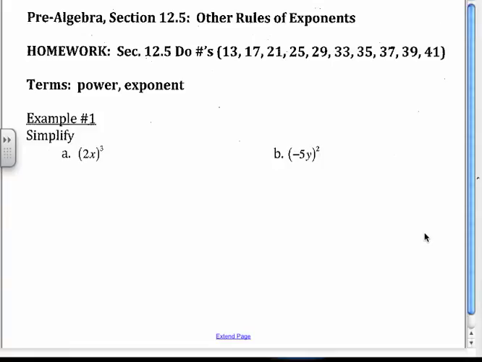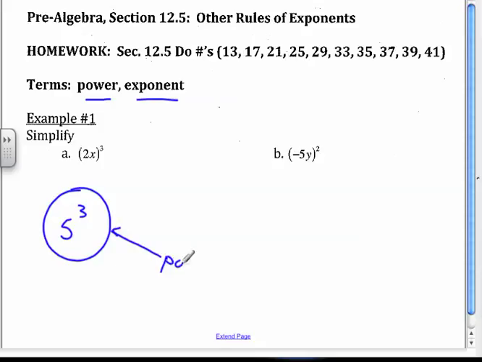Okay, guys, now we've talked about exponents and rules of exponents before, but I've got a couple of others that we need to add in here. Okay, and I want to take just a moment to talk about these terms again, power and exponent. Guys, if I have 5 to the third, this entire thing, the base and the exponent, is called a power.